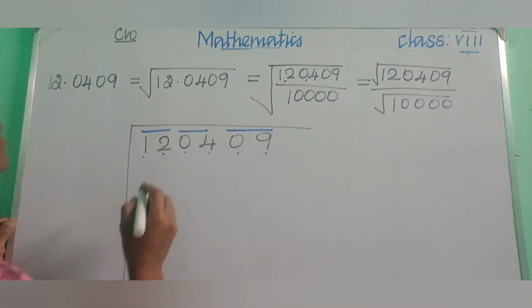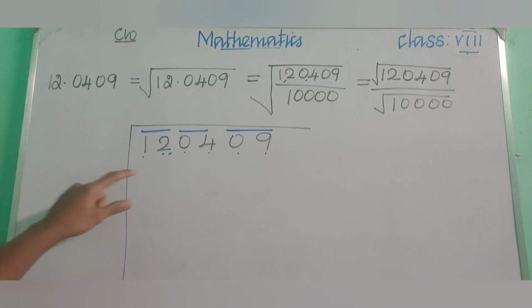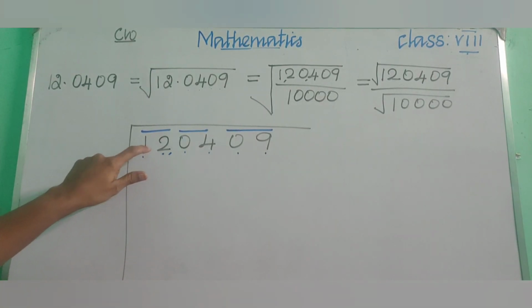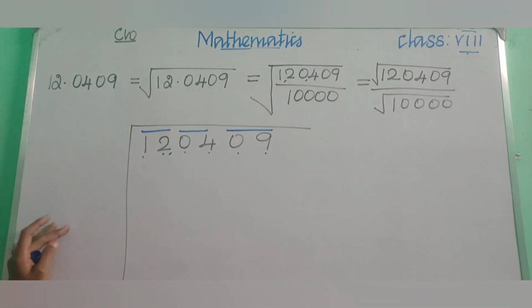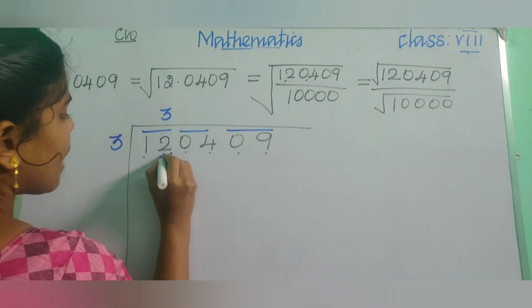Now first of all we are having 12, right? So say the square roots. 3 3s are 9, 4 4s are 16. 16 is greater, exceeding this 12, right? So we need to think of the digit whose square is exactly equal to 12 or else nearly less than 12. So we can choose 3 3s are 9, and put it.